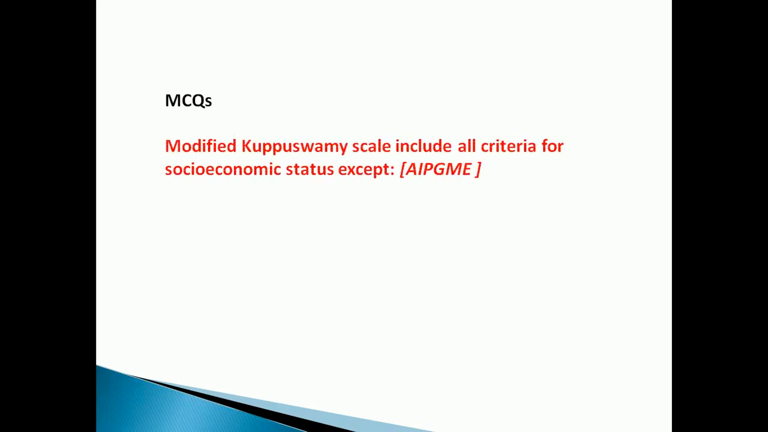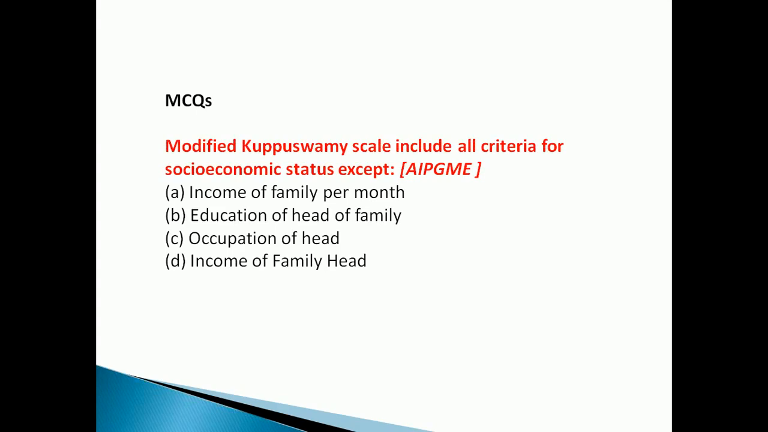Modified Kuppuswamy scale includes all the following socio-economic status factors except: income of the family per month, education of the head of the family, occupation of the head, income of the family head. Anyone in the class, please stand up and tell the answer. Okay, D. Good. Income of the family head is not taken in the modified Kuppuswamy scale. Rather, income of the family per month is taken, but per capita income of the family is taken in which scale? In the Prasad scale. Good.